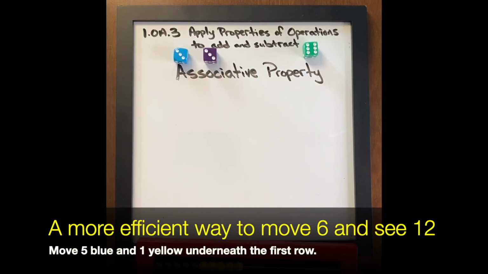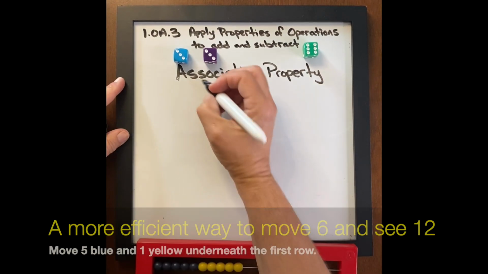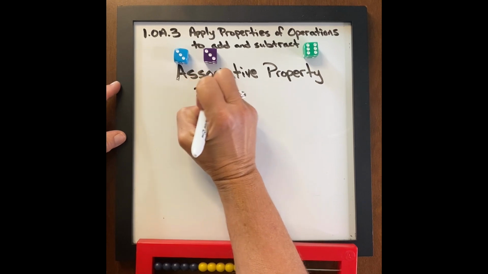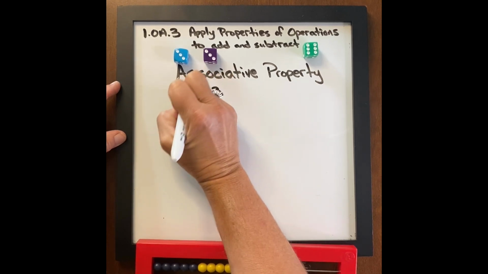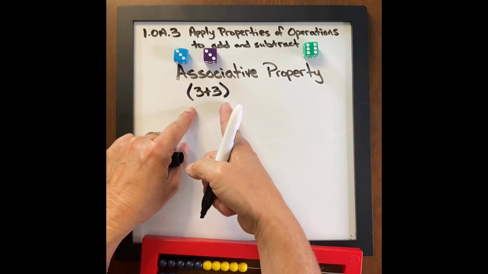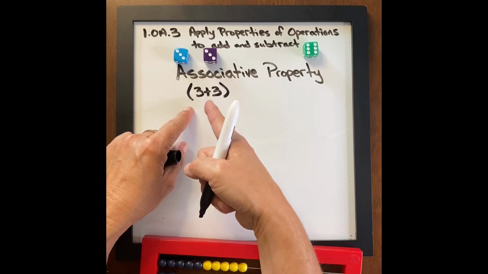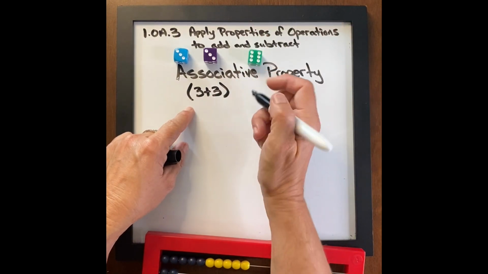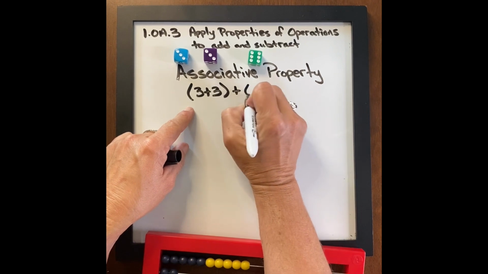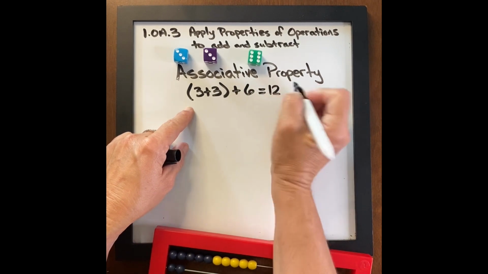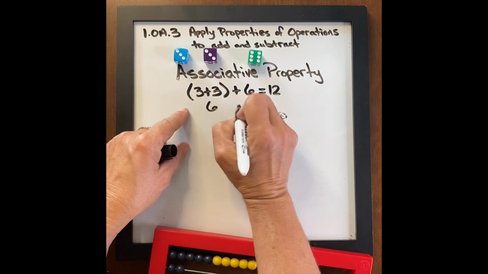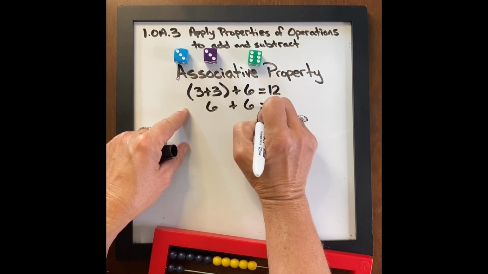We can write this out for our students, with their thinking of how they added it. 3 plus 3 is what they did first. We're naturally talking about the parentheses. That's what we did first. 3 plus 3 is 6, and then plus 6 more equals 12. 3 plus 3 is 6, plus 6 equals 12.